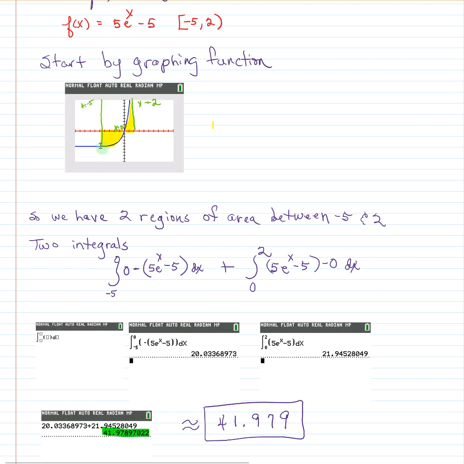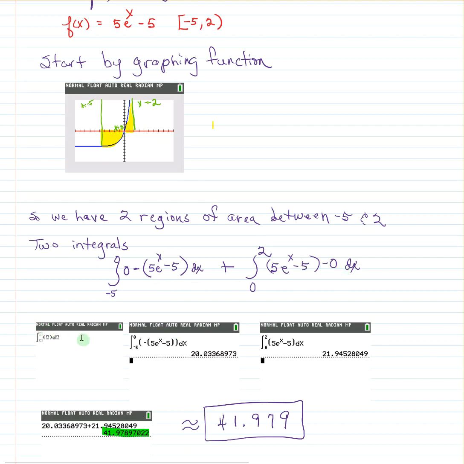-5 to 0, what's on top here is y equals 0. So we got 0 minus parentheses 5e to the x minus 5, parentheses dx, plus now from 0 to 2, our function is on top and the zero's on the bottom. So I wrote it like that.